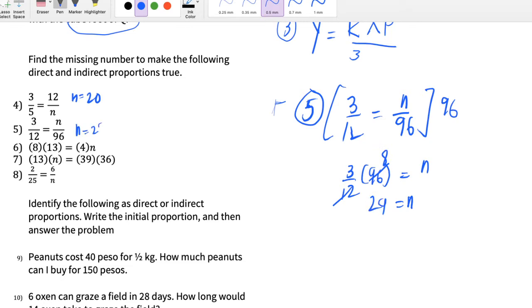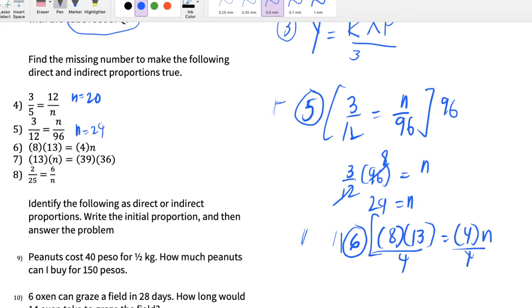Okay, number 6. Ayaw niya magsulat. Number 6. 8 times 13 is equal to 4n. So, divide both sides by 4. Ito, magka-cancel lang. This one, yung 8 and 4 magka-cancel. 8 becomes 2. So, n is equal to 2 times 13 or 26. So, our answer for number 6 is n is equal to 26.